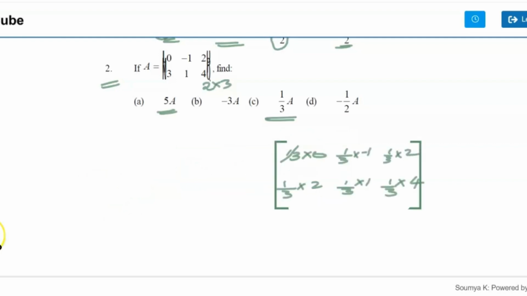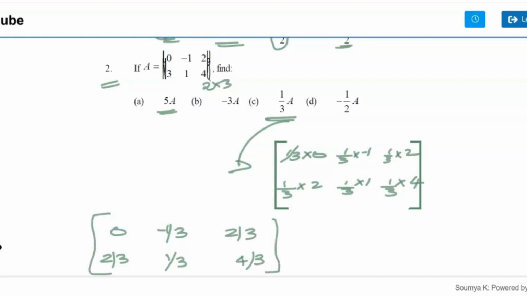Now you have to multiply each element by the term 1 by 3. After that, you are going to get the solution as 0, minus 1 by 3, 2 by 3, 2 by 3 here, 1 by 3, and 4 by 3. So this is the final solution of the matrix that is given to you. Okay, this is how scalar multiplication takes place. Either the fraction should be multiplied, or whatever is the negative number or the positive number that you have to, positive integer, you have to multiply to that given matrix.